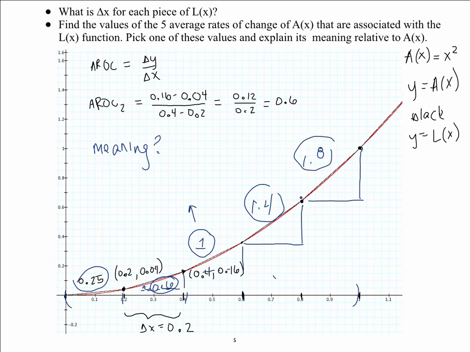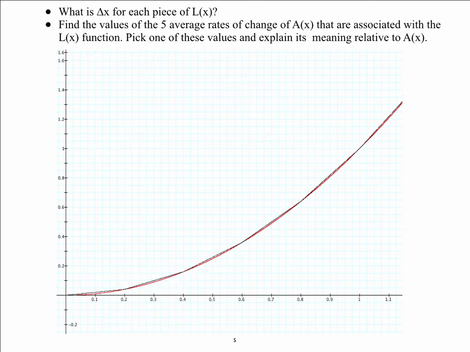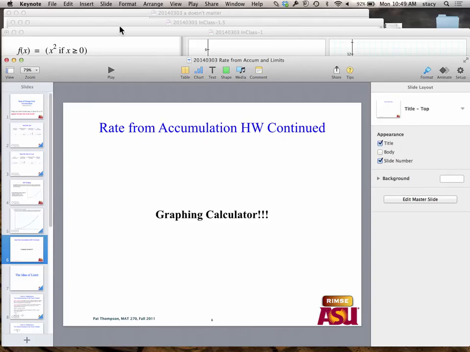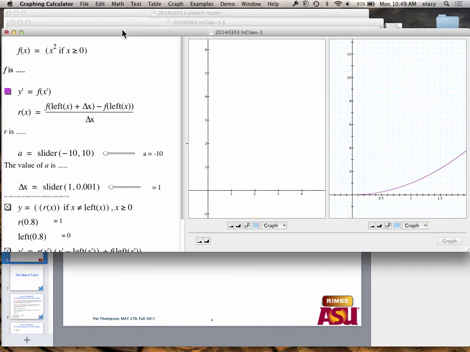Okay. So what can we do from here, right? So remember, our big picture goal is to end up with an exact rate of change function, right? Because I started with an exact accumulation function. So my goal now is an exact rate of change function. So let's explore what we can do.